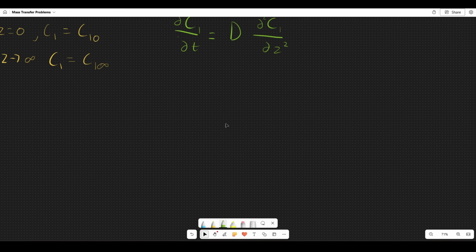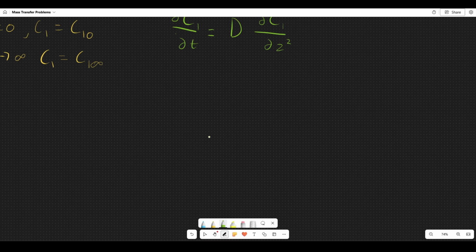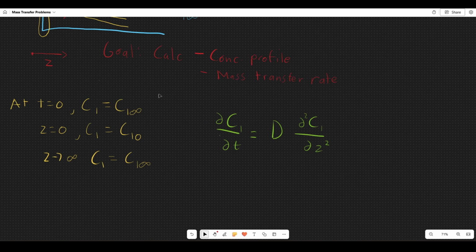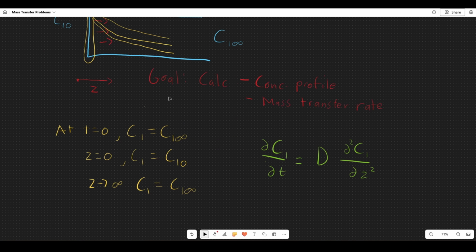Perfect. And now that we have this, you're going to realize that before, we used to be able to cancel out this term because it was steady state. In this case, it's not steady state. How do you know that it's not steady state? Because we're saying that the concentration profile is going to change over time. Once you bring time in as a variable, that means that there's some sort of time variance, and so the concentration is not going to be constant. It's not steady state.